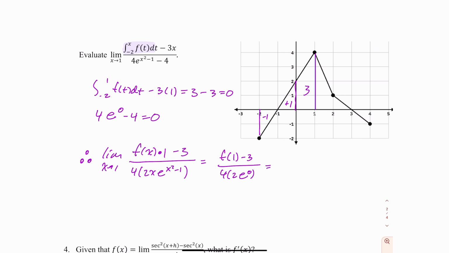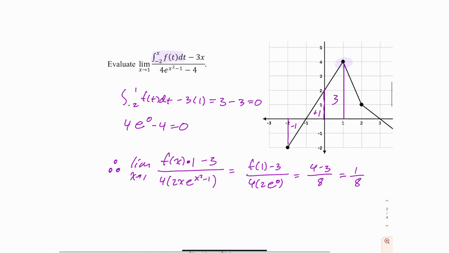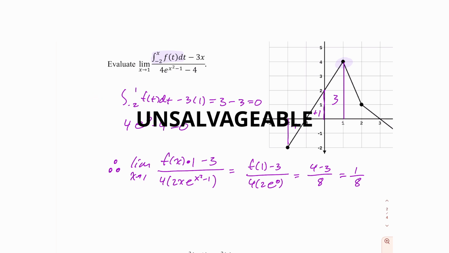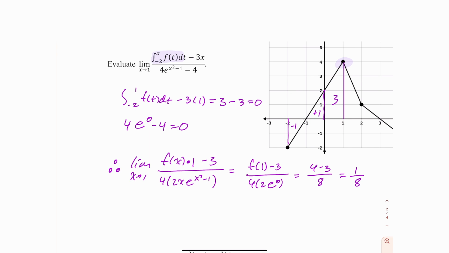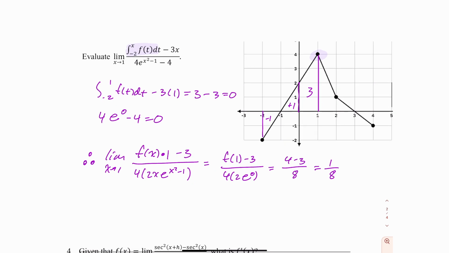So what is f of 1? f of 1 is 4. So we get 4 minus 1 over 4 times 2, 8. So nope, we don't get 4 minus 1, we get 4 minus 3. So we get 1 over 8. And that is the answer. If we want to clean up our work a little bit, we would go back up here and say the limit. I don't know that we can clean up our work here. That's the limit of the numerator and the limit of the denominator, but I don't know what we can really do about it. So I'm going to leave it as is.